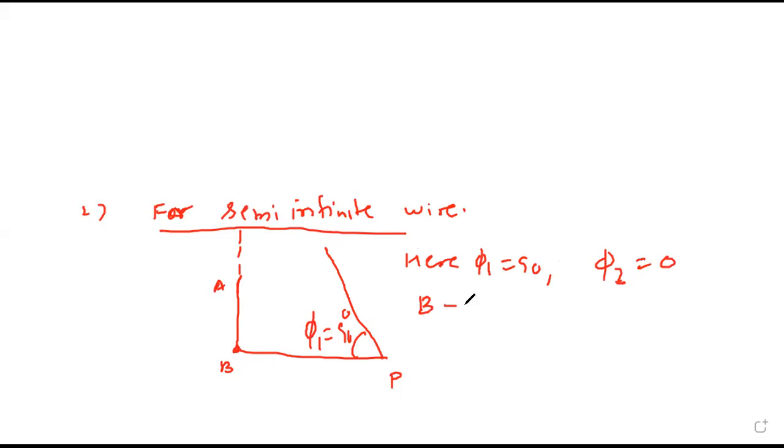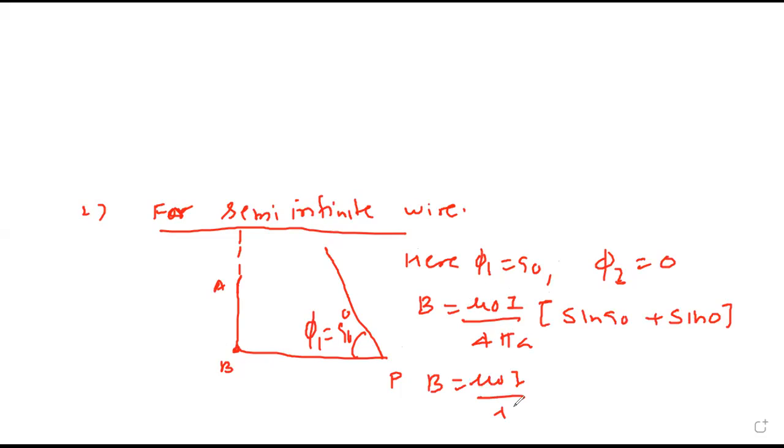angle. So B is mu naught I upon 4 pi A into sine 90 plus sine 0. What is sine 0? 0. So this will become B equals to mu naught I upon 4 pi A. Copy.